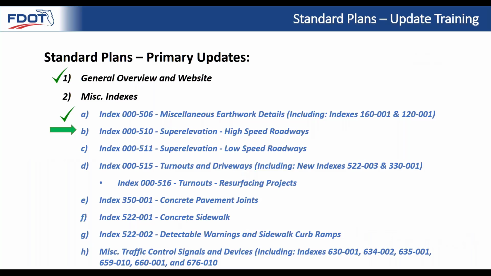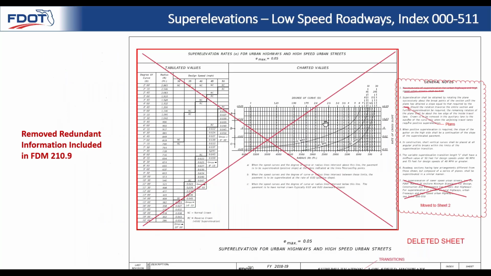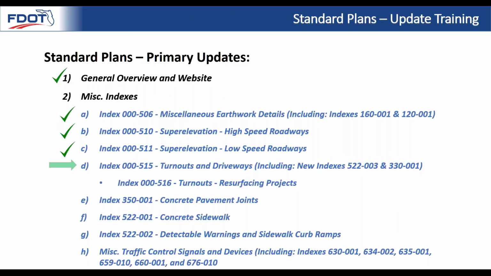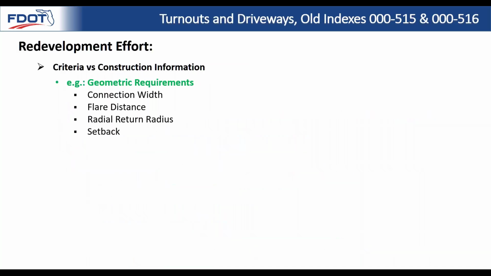Now, one of the major changes that involve some significant changes between the FDM and the standard plans that I'm going to cover this morning has to do with the turnouts and driveways indexes, both what was previously index 515 and 516 under the design standards. So the main issue with these indexes had to deal with one of the changes that we've been making through a lot of standard plans recently, which is trying to remove criteria information and have the standard plans be purely a construction document.